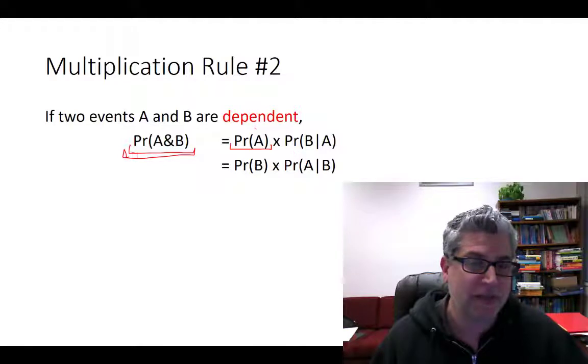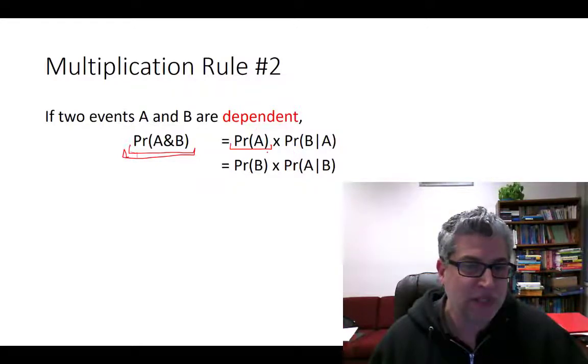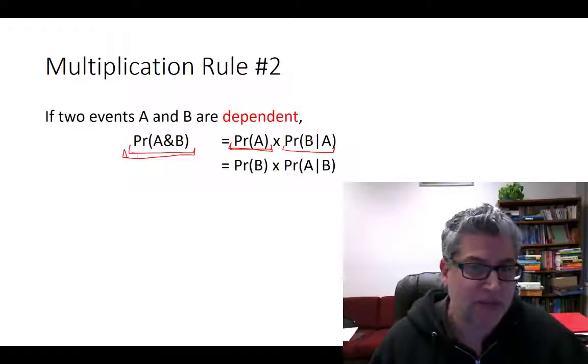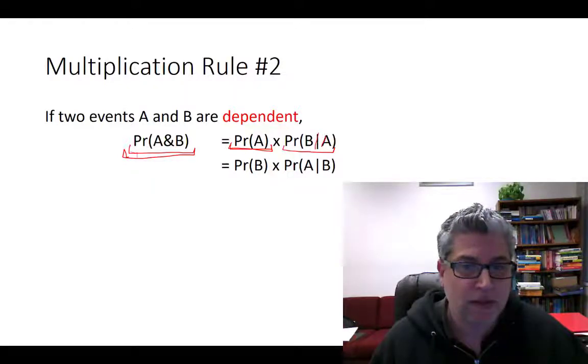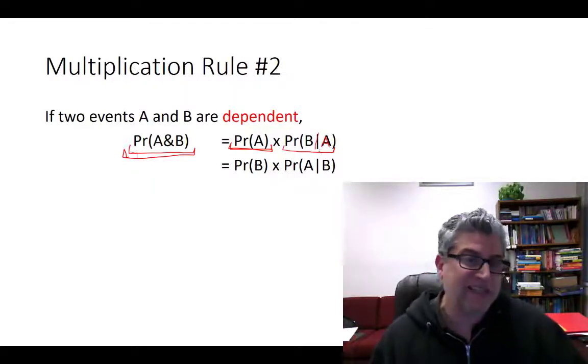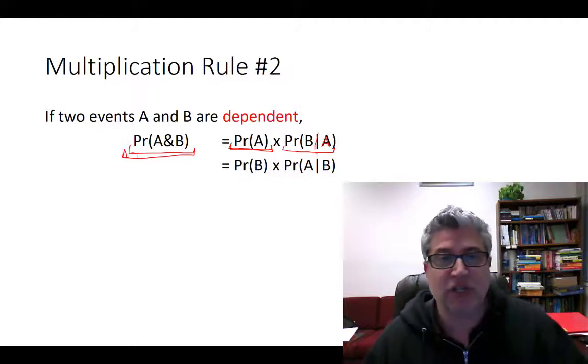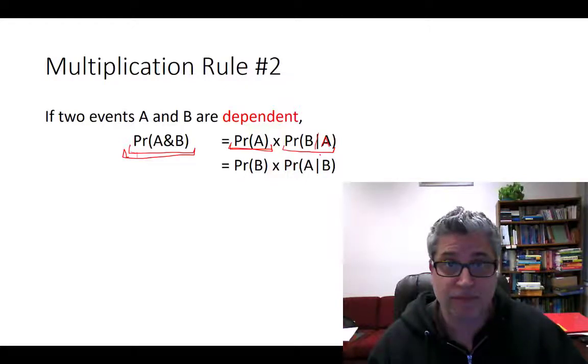That's what it means to be dependent. So I'm still multiplying the probability of A times the probability of B, but now it's a revised probability. I need to adjust the probability of B to express the fact that it's now conditional on A already happening. So revise the probability of B conditional on the fact that A already happened.